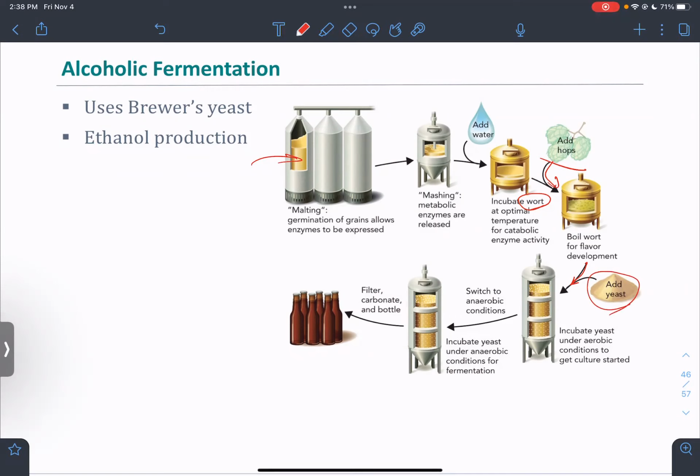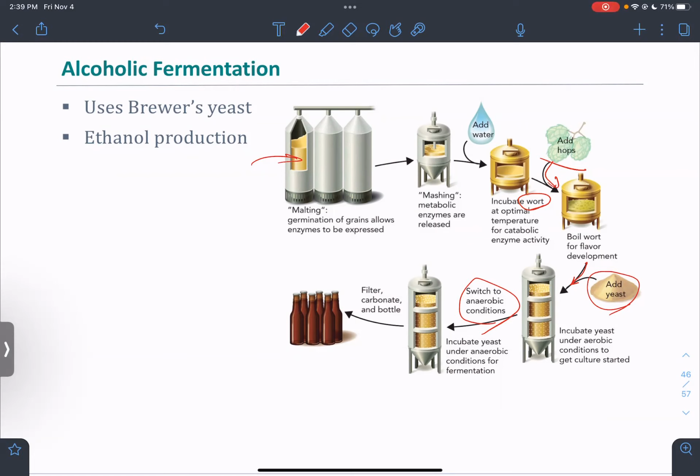So they add live yeast cultures after it's been cooled, but under aerobic conditions to promote growth of that starter culture. But they only let it happen for a short amount of time. They pretty quickly switch it over to anaerobic conditions. Then you have fermentation of the remaining sugars, and you're going to produce alcohol. So you produce ethanol and carbon dioxide. And that's where you bottle it.